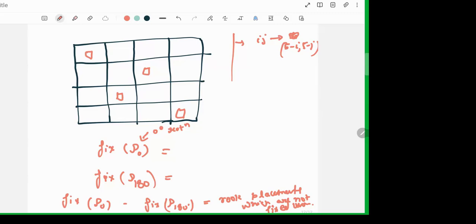Okay. So fixed row 0 is basically what? In the first row we have 4 choices, we can place anywhere. But in the second row we have only 3 choices because we cannot put it just below this one. In the third row we have 2 choices. In the fourth one we have only 1 choice. So this is precisely 4 factorial, right? Yeah. And fixed under 180, how many choices do we have?